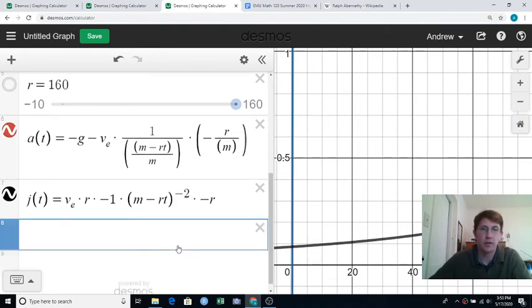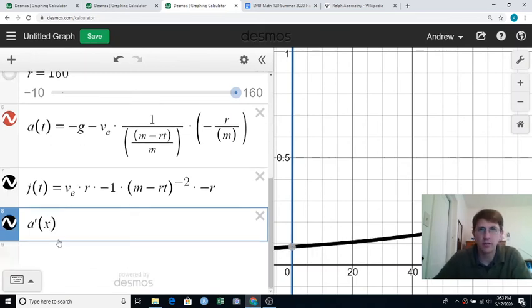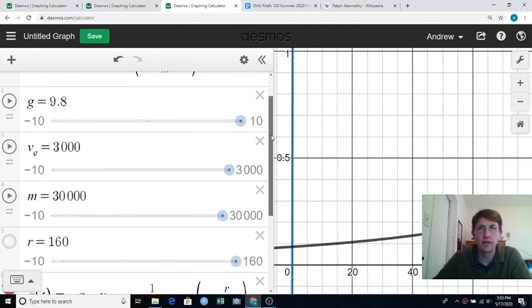And we can check these by doing something like a prime of t. Actually, this is a Desmos thing. It doesn't know to put stuff about t on the horizontal axis. So you have to say a prime of x. And we can see that those exactly overlap. You could do the same for v prime and a. All right, so rocketry is fun and easy, of course.